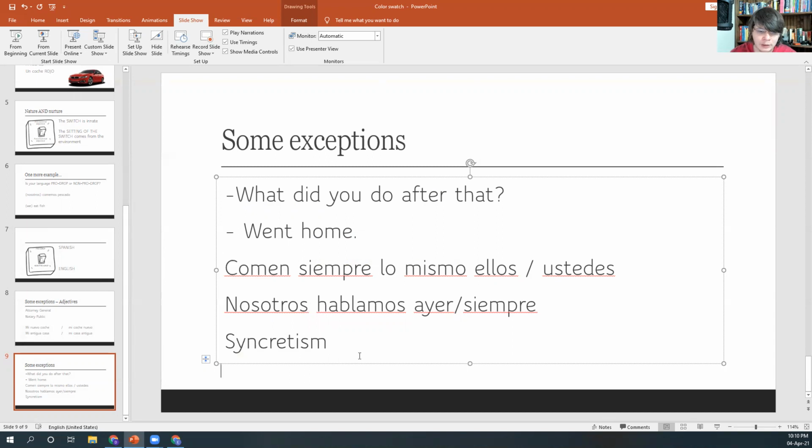So in that case, we could say that English can sometimes be pro-drop, but 99% of the time it's not pro-drop. And there are some cases where it's best to be non-pro-drop in Spanish, just to be clear. But again, this is not the way English normally works, and this is not the way Spanish normally works.